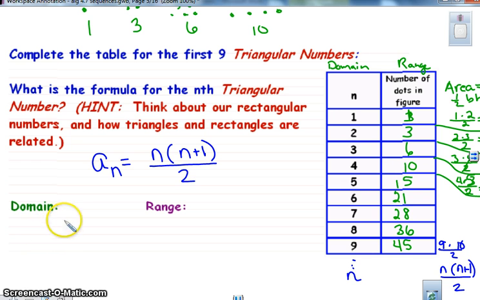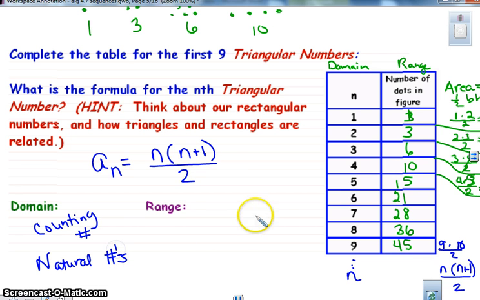What is our domain? Our domain at this point is the counting numbers. When we're talking about the counting numbers, remember we're starting at 1. Other times, we might refer to this as our natural numbers. What is our range? Our range happened to be the set of numbers going from 1 to 3 to 6 to 10, and we're going to continue that pattern.